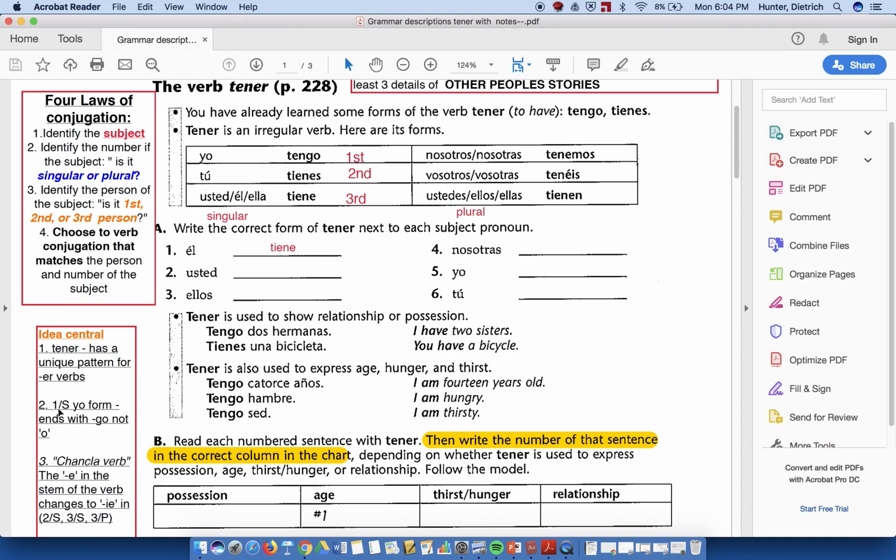Number 2, idea central, first person yo form, we can realize it ends with go, not o. A lot of times when we conjugate our verbs in first person singular for present tense, we see a very clear pattern of O endings. The O is still here and sustained, but we have a GO. This is involved in our go verbs, right? Instead of just ending in O, you take off the ending and add GO for the first person singular.